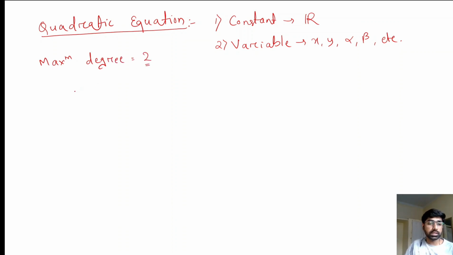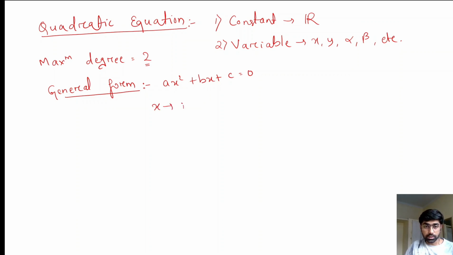So from here we can see that the general form of quadratic equation can be written as ax square plus bx plus c equals to 0. And if somehow we get any x which satisfy this equation, which is by putting the value of x in this equation, we will get the value of LHS to be 0, then that x can be said as root of the equation.